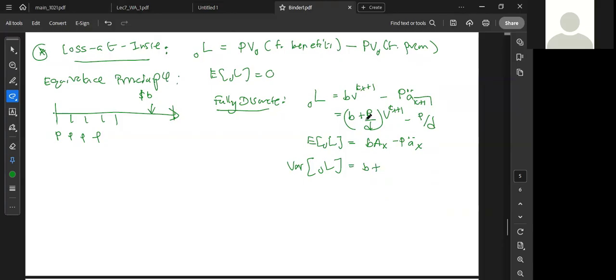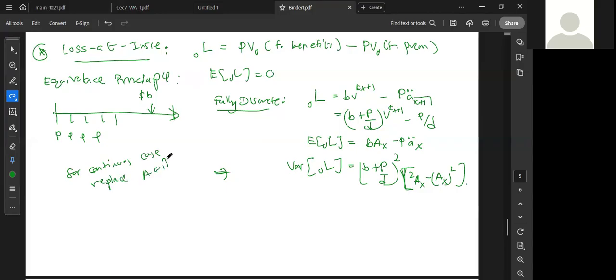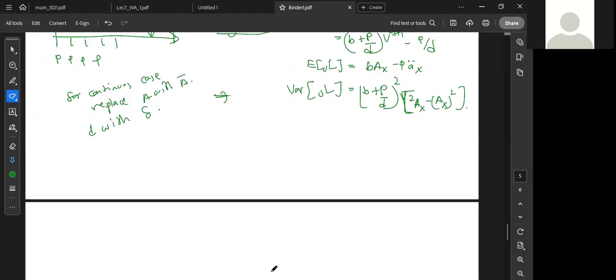The variance says, since this is a constant and this is a constant, this is the random variable, and for the variance of that random variable, I'll replace this. This is the present value random variable of a benefit, and for the whole life, it is given in terms of this. So it's that easy. And for the continuous case, you will replace A with A bar and d with delta, and you will have to adjust the double dot with a bar as well. That is how we can modify this.